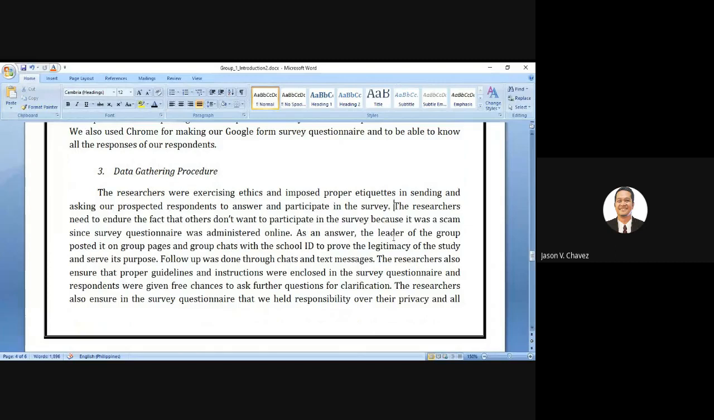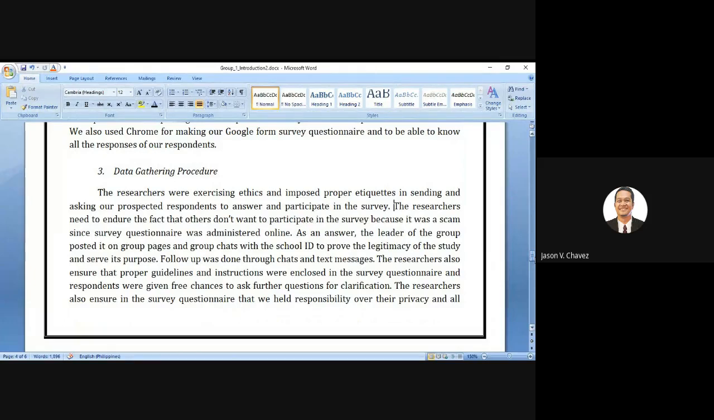Okay? So there is a leader of the group. Of course, we know the leader has really exerted effort, but of course, we have a rating system for honesty. Follow up through chat, and so on. No need. You can say how you got the data, like through Messenger, through Google Form, email, etc. You can say that because that's data gathering, no?